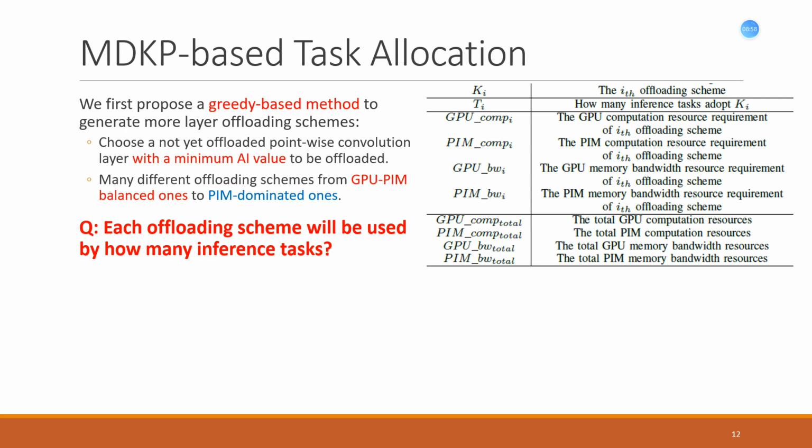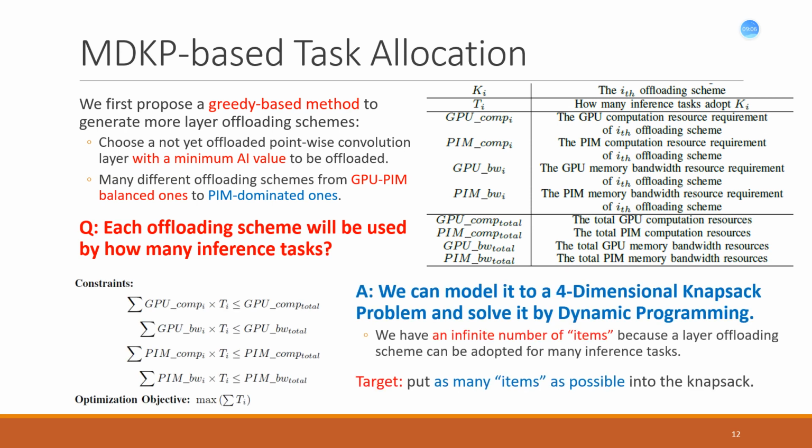Then we need to answer this question: each offloading scheme will be used by how many inference tasks? The answer is we can model it as a 4-dimensional knapsack problem and solve it by a dynamic programming algorithm. From the knapsack problem view, we have an infinite number of items because a layer offloading scheme can be chosen by many inference tasks, and our target is to put as many items as possible into the knapsack, which indicates that we can have as many inference tasks running in parallel as possible.